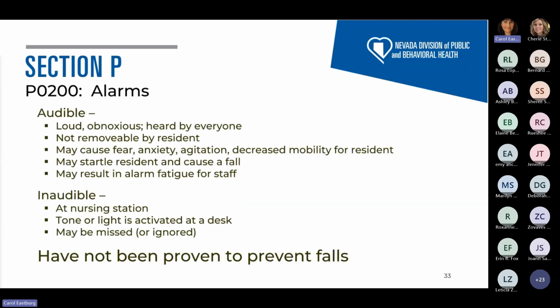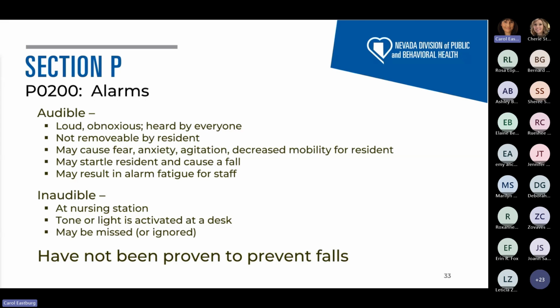And yet, audible alarms tend to be loud and obnoxious. A loud sound can startle even residents without cognition issues and cause them to stumble and fall. These loud sounds can also cause fear, anxiety, and agitation by cognitively impaired residents who may stop moving to avoid the sound. When this happens and the resident becomes immobile, the alarm could be coded as a restraint. Remember, it's the effect that it has on that particular resident.